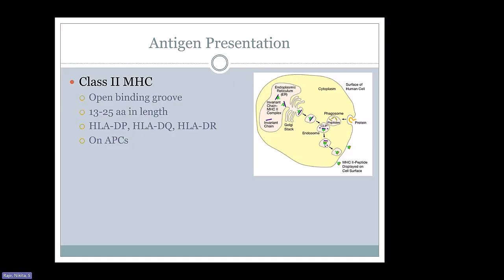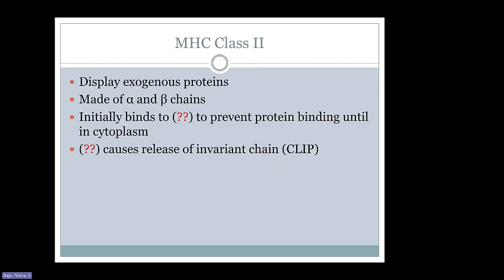These are important because they are going to display exogenous proteins, which means these proteins are not synthesized inside the cell. The cells that have class 2 MHC are macrophages, B cells, and dendritic cells, right? These cells are pretty much bringing in proteins that are produced outside into the cell. So these cells can use class 2 MHC on their surface to display those exogenous proteins.